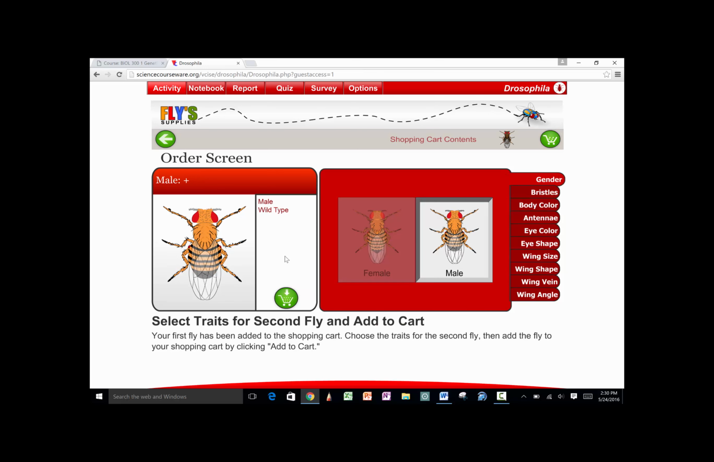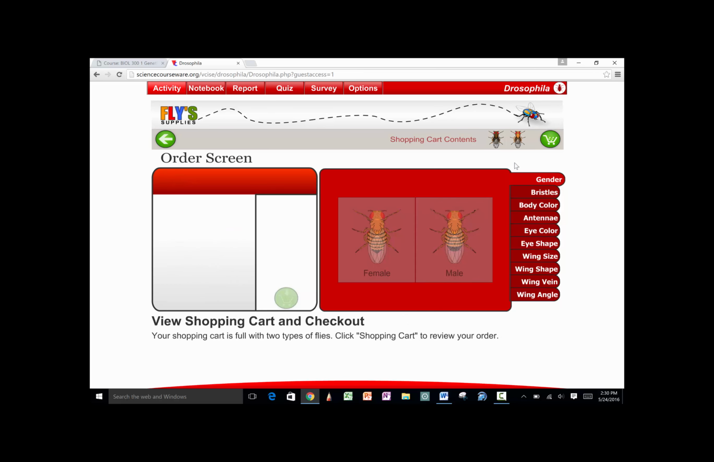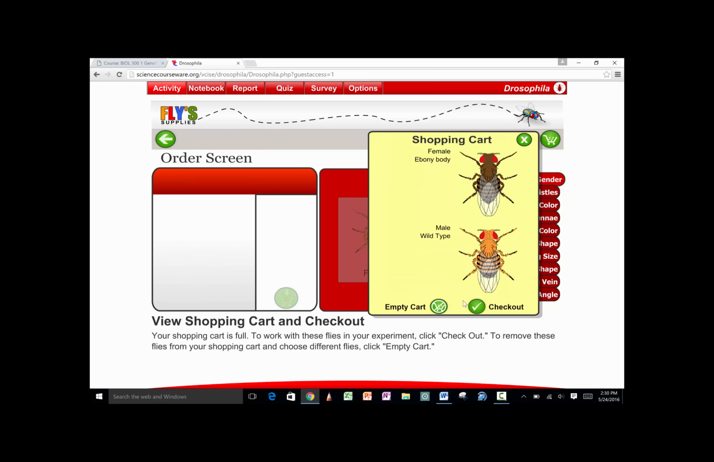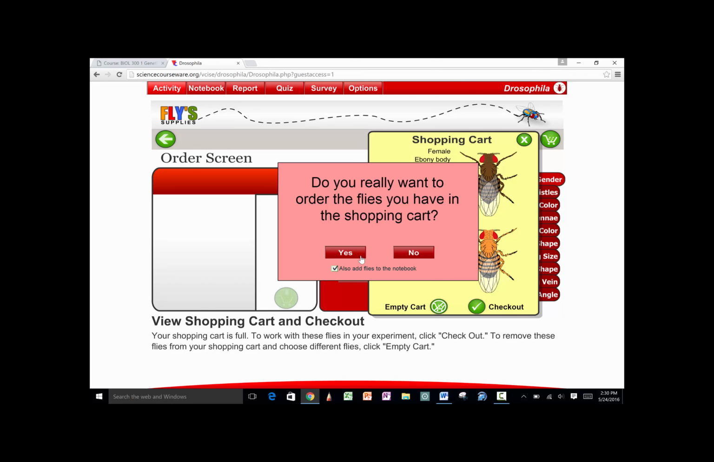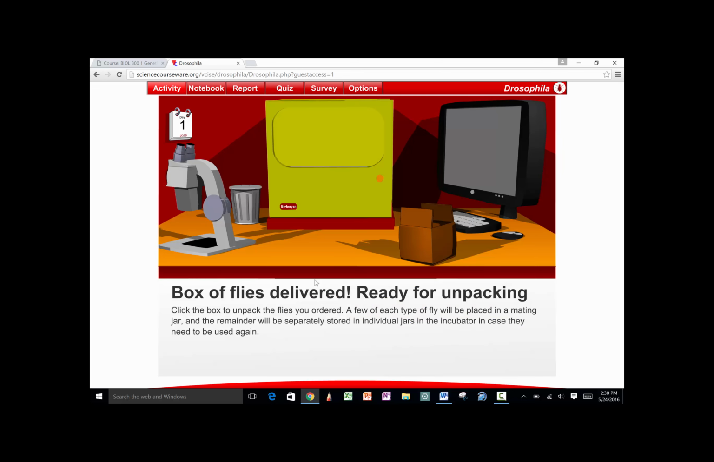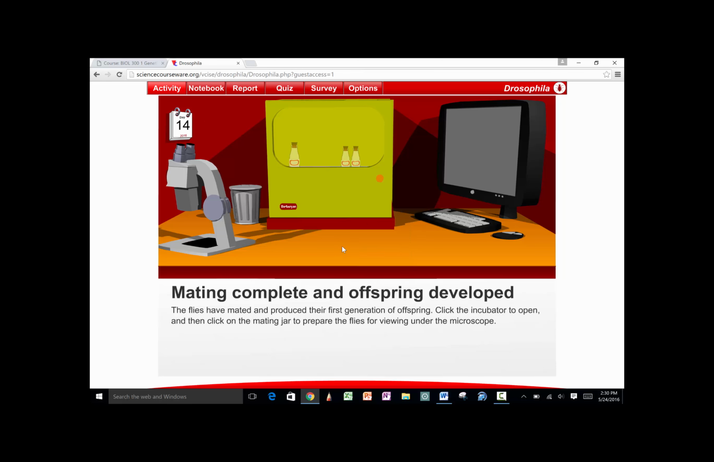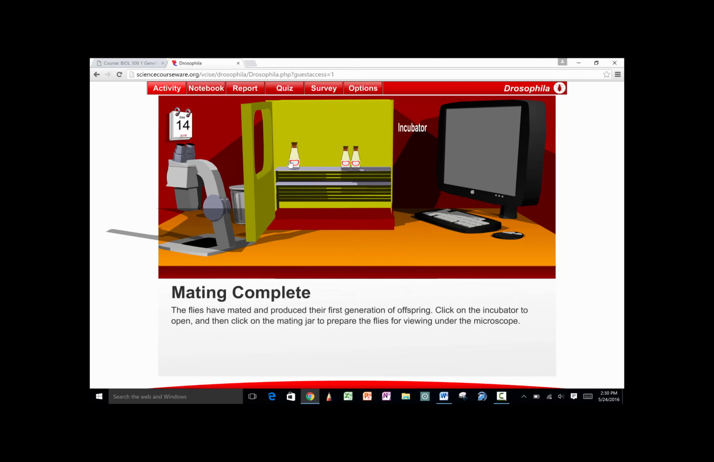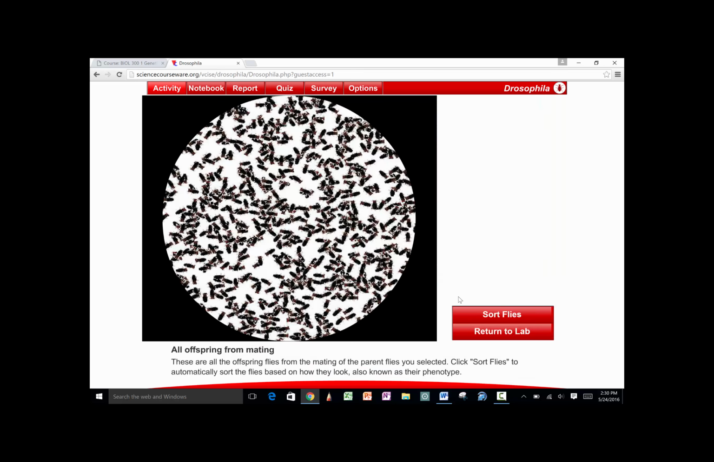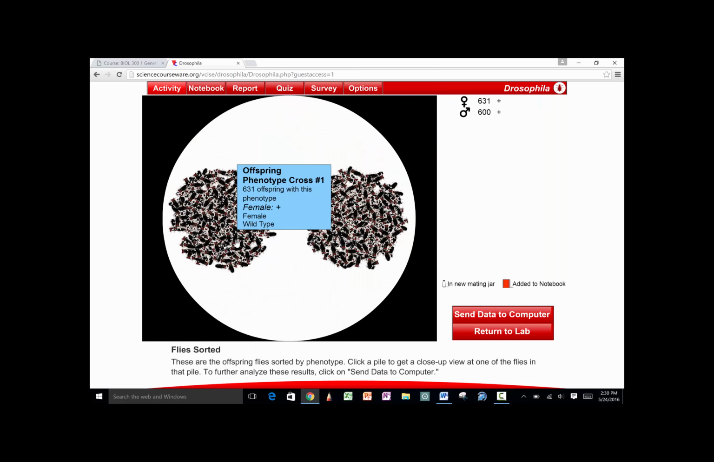I'm going to grab a male, make him wild type, add him to the cart, order them, check out. Yep, I really want to check out. Unpack my flies. It's a lot faster if you do it this way. Put those guys in the incubator. Open it up. Sort them. And then I got all wild type. And notice my males and females are all wild type. There's no difference between males and females. So at this point, there's no evidence for sex linkage.